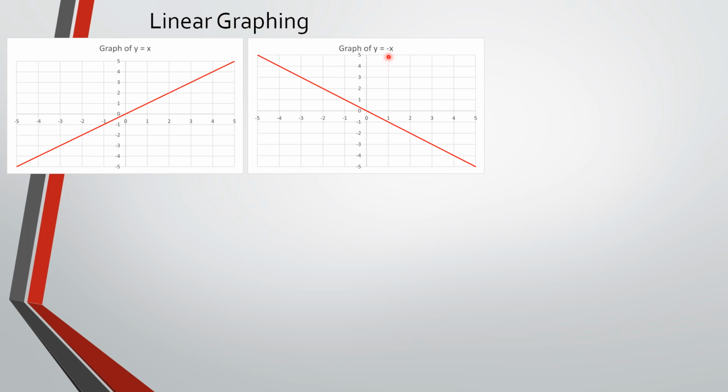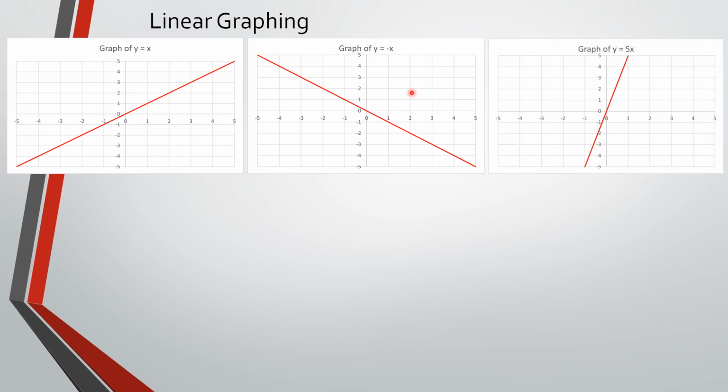The graph of y equals negative x, essentially x times negative 1, is just going to be the opposite. So when it's 1, it's negative 1. When it's 2, it's negative 2. But now when it's negative 1, it's a positive 1, equals y.